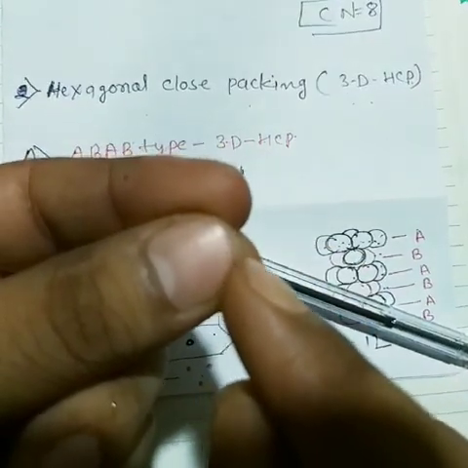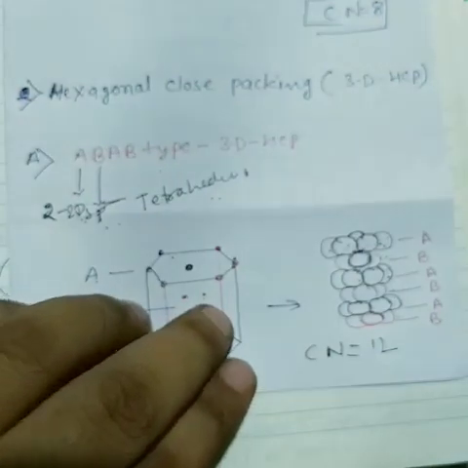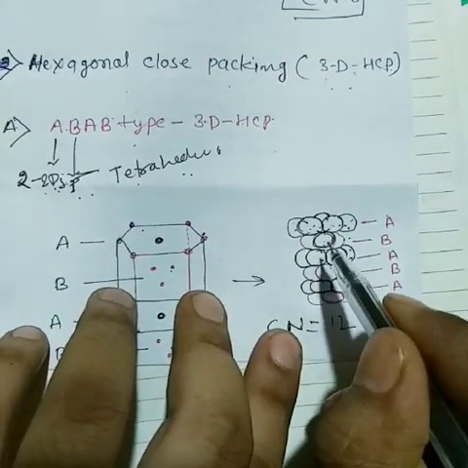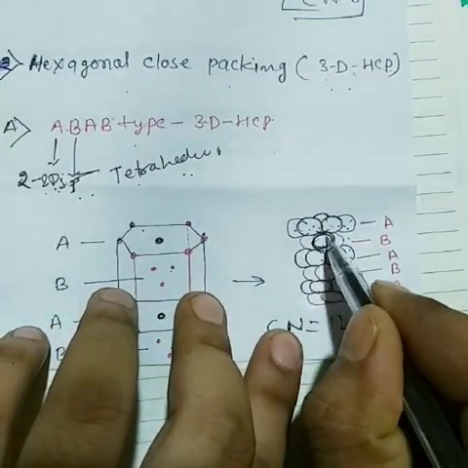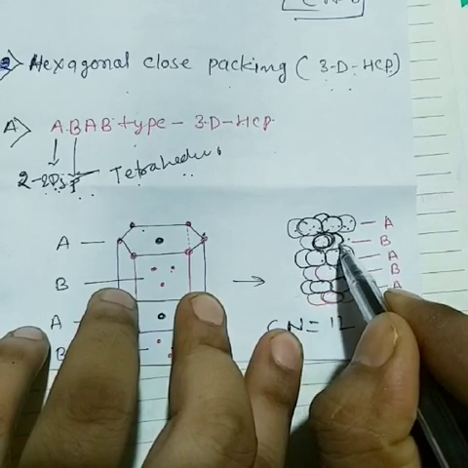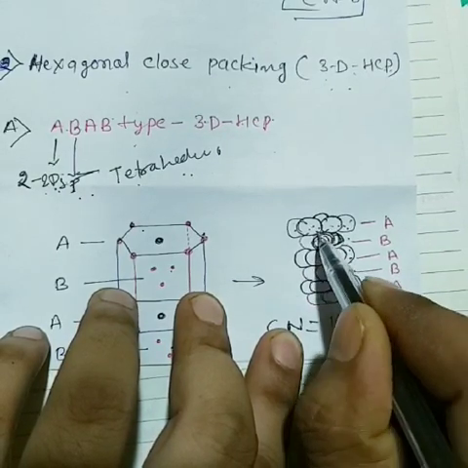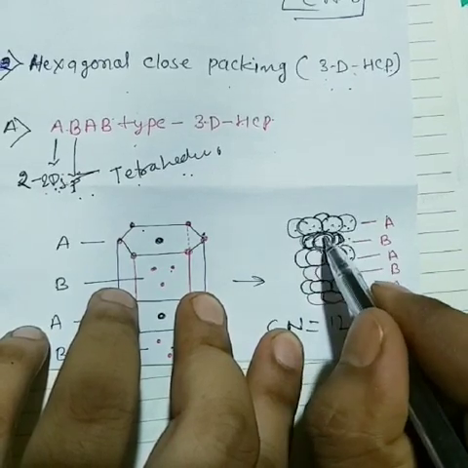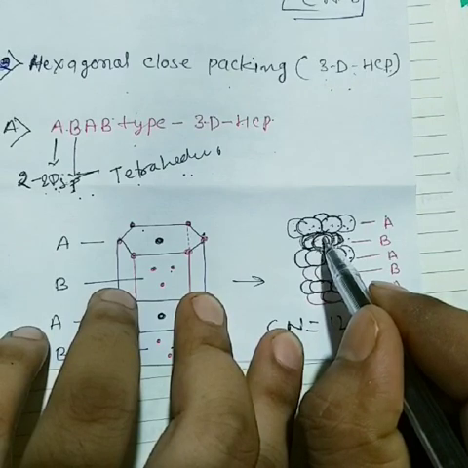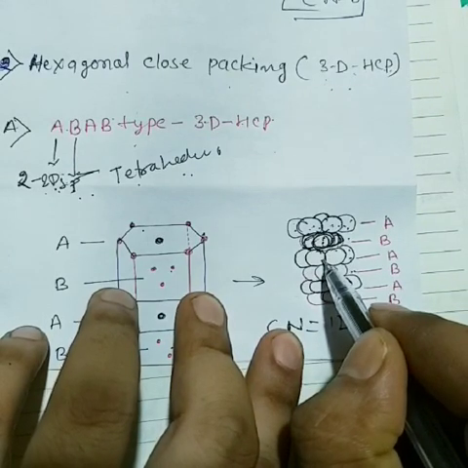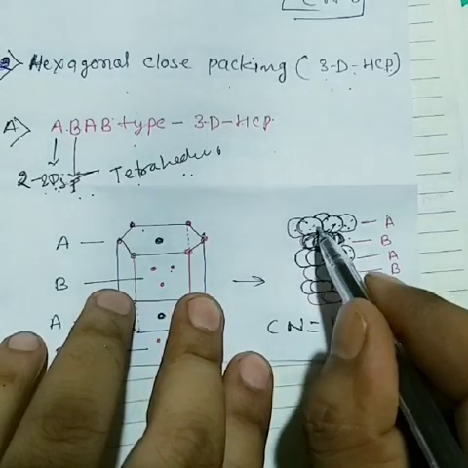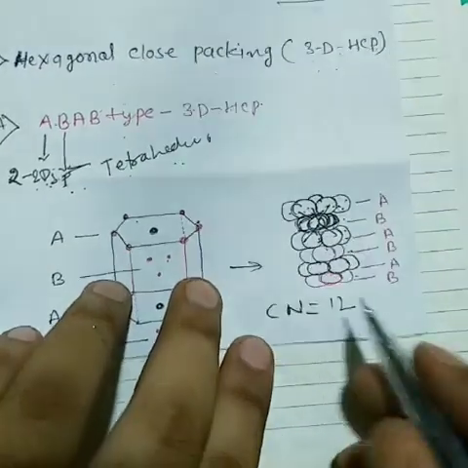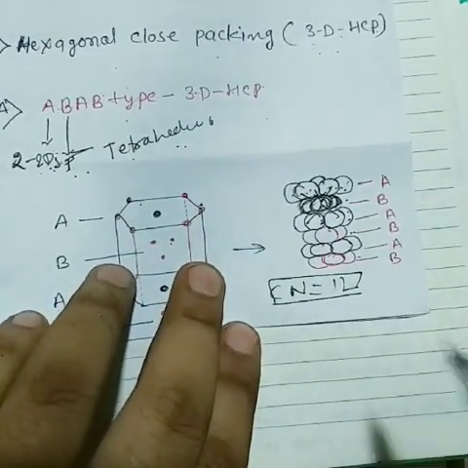Now see here. This atom is touching these six atoms, and this atom is touching these six atoms. Now see in this atom, where are the two atoms? Inside of these. So six atoms touch this sphere, and six atoms touch this atom. So how many is the coordination number? So coordination number is 12.